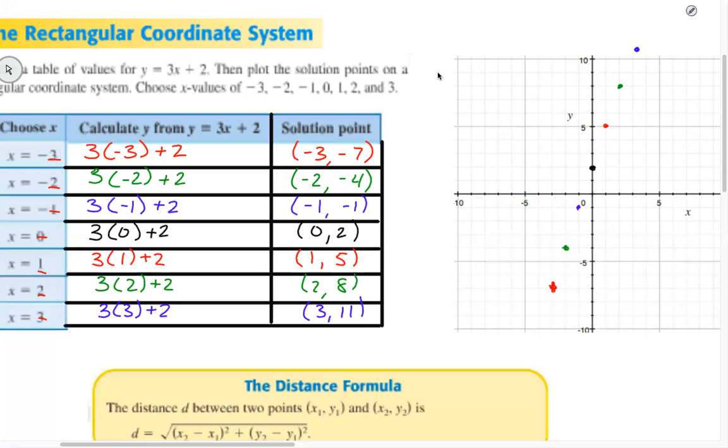All right, so now we have our points, and we can connect our points. Let's see how good I am. Ready, up. Not bad for only having one shoe on.